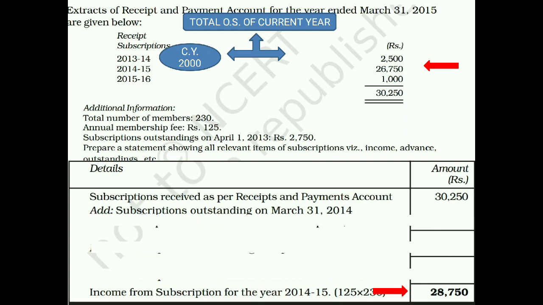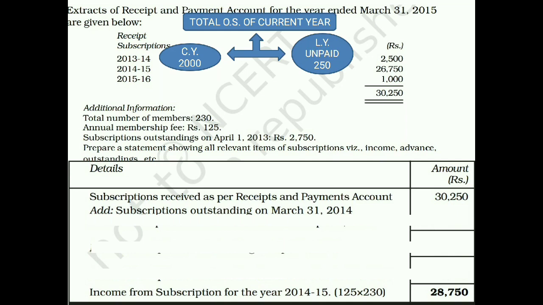But in this type of question, when the number of members and the amount for each member are given, the total outstanding of the current year will be calculated on the basis of the current year outstanding and the last year outstanding as well. So another part of the outstanding of the current year is last year still unpaid. How will we get that? What was the amount of last year outstanding? It was 2,750. How much did we get? That is 2,500 in the session of 2013-14. So the difference is 250. This is last year unpaid, 250.